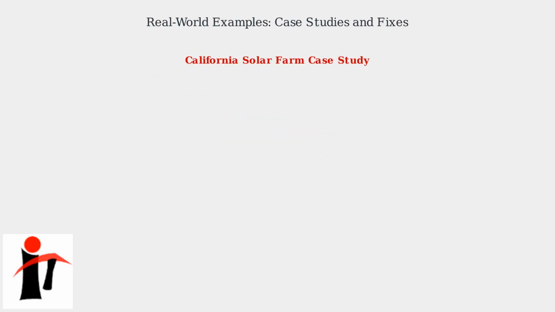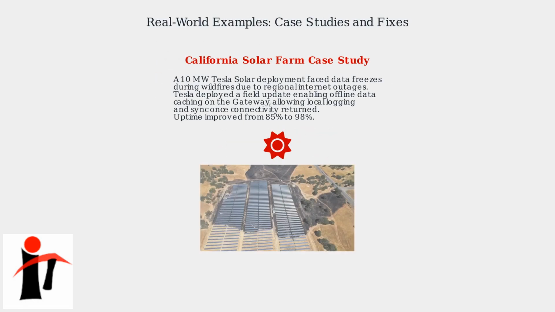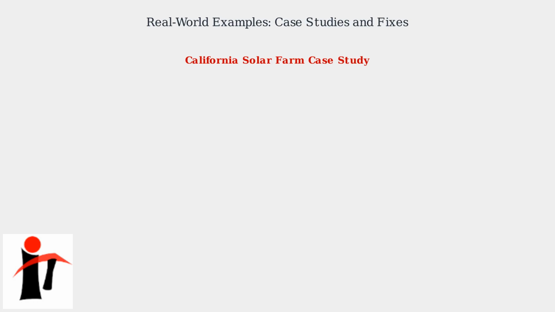Let's examine real-world examples of solar data issues and their solutions. In a California solar farm case study from 2024, a 10-megawatt Tesla solar deployment faced data freezes during wildfires due to regional internet outages. Tesla resolved this by deploying a field update that enabled offline data caching on the gateway, allowing solar production to be logged locally and synced once connectivity was restored. This improved uptime from 85% to 98%.